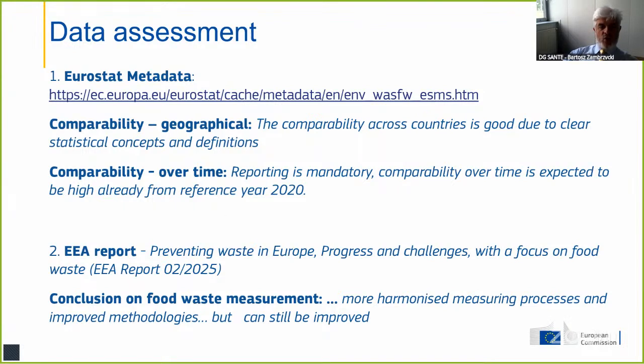Then, if you are following food waste prevention closely, you should have seen the report from the European Environment Agency launched this spring on waste prevention in Europe, progress and challenges. This report is issued every second year, and the 2025 report has a special focus on food waste. There are also about 10 pages on food waste measurement, quality of data, etc. The conclusion there is that we achieved a more harmonized measuring process and improved methodologies for reporting, but it can still be improved. And we still try to discuss how we intend to improve this in future.